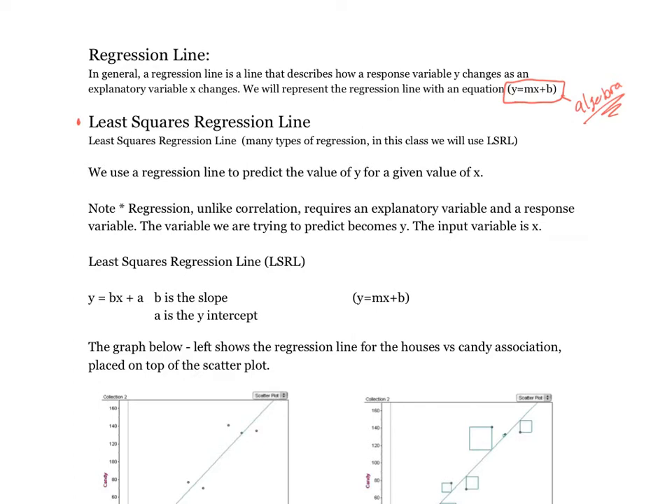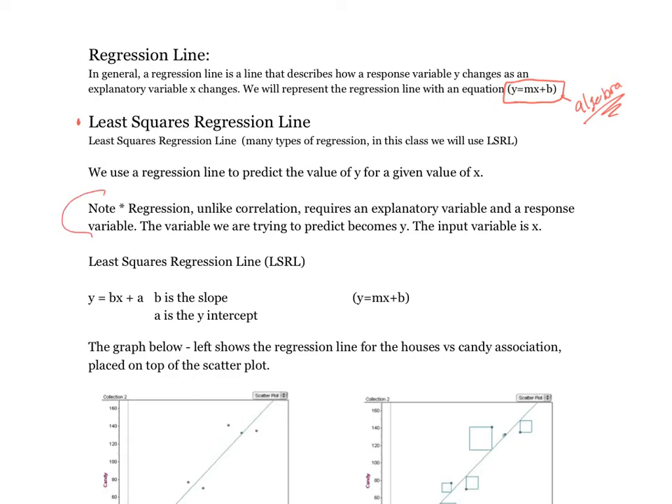So the idea is once we have an equation where we know the slope and the y-intercept, then we could plug in values for x, like how many houses you visited as a trick-or-treater, and we could predict how much candy you got. So that would be the value of finding this regression line. It would allow us to make predictions.